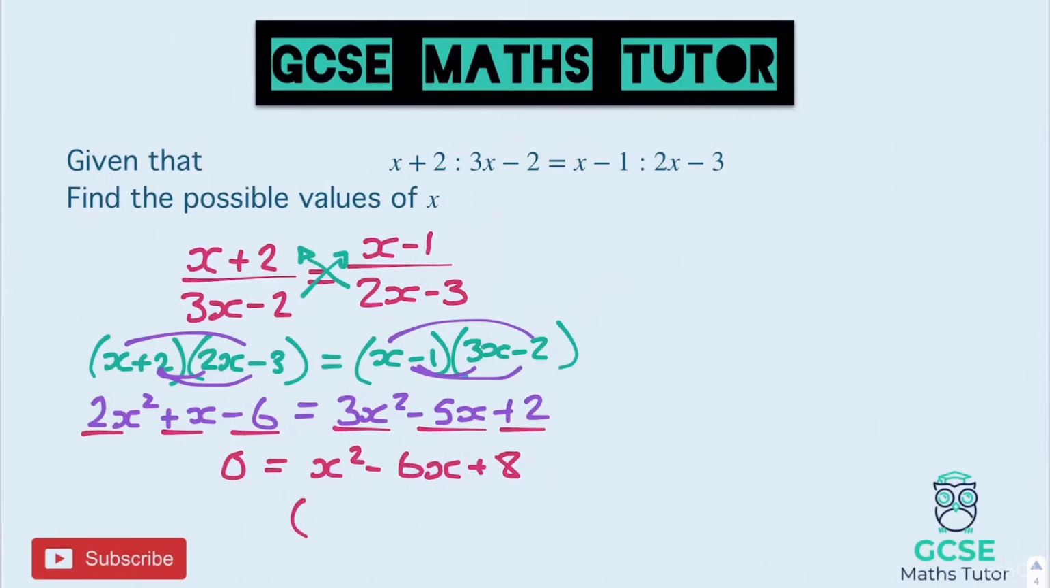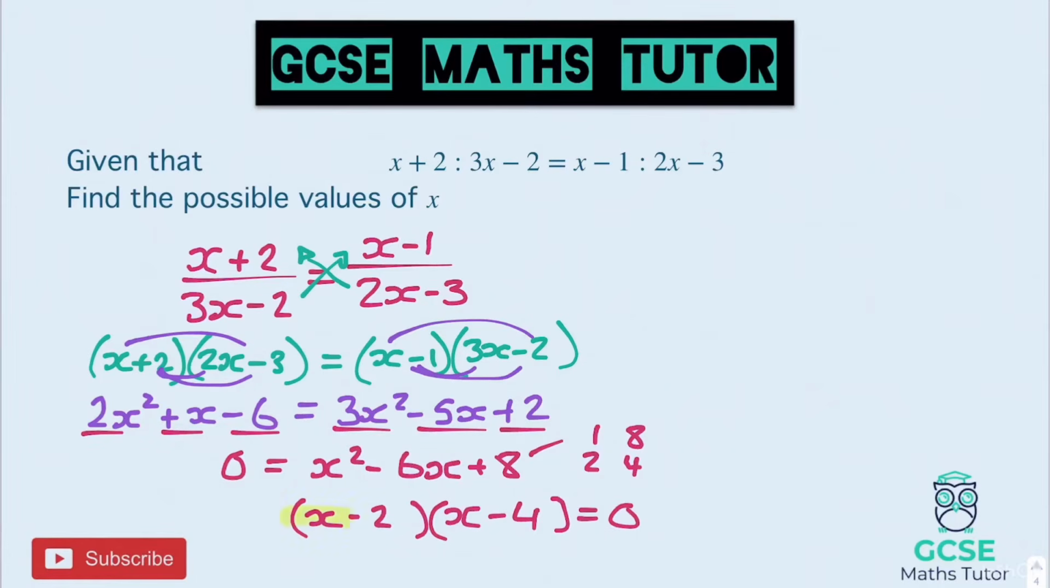So let's put that into double brackets. Okay, there we go. So our factors of 8 can be 1 and 8, or they can be 2 and 4. 2 and 4 is going to allow us to make 6. So we want minus 6, so we'll have minus 2 and minus 4. And there we go, we get our two solutions.